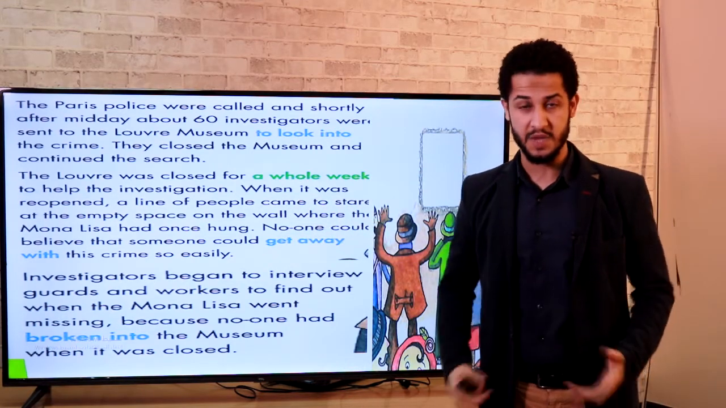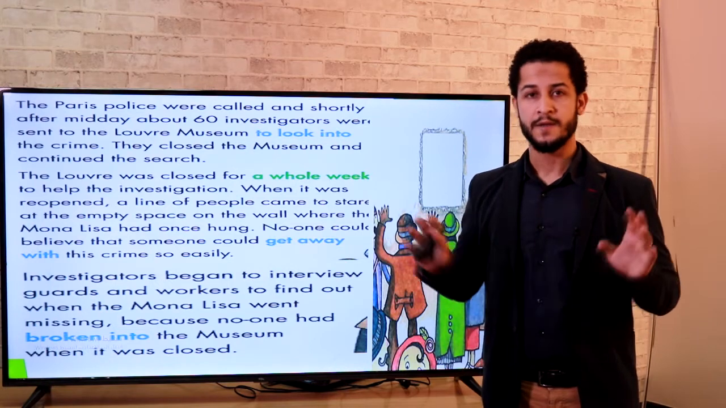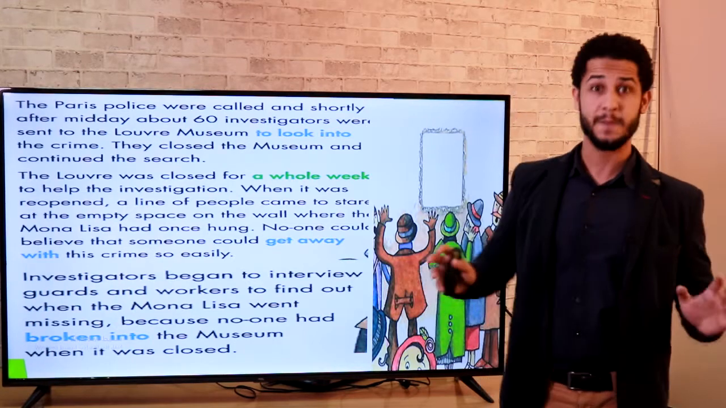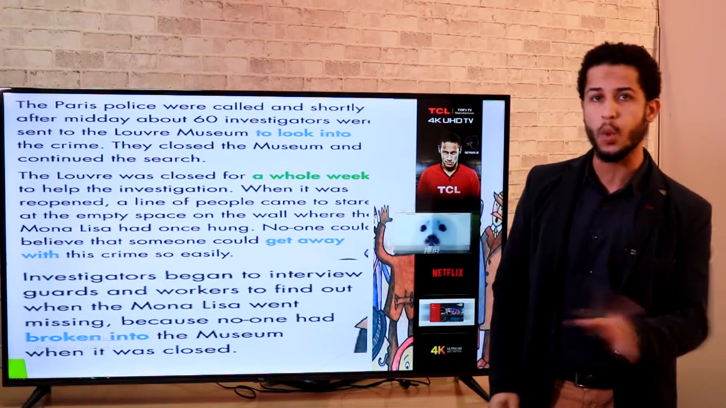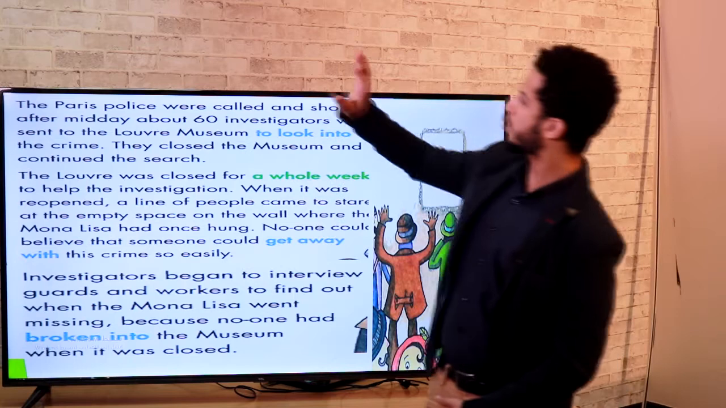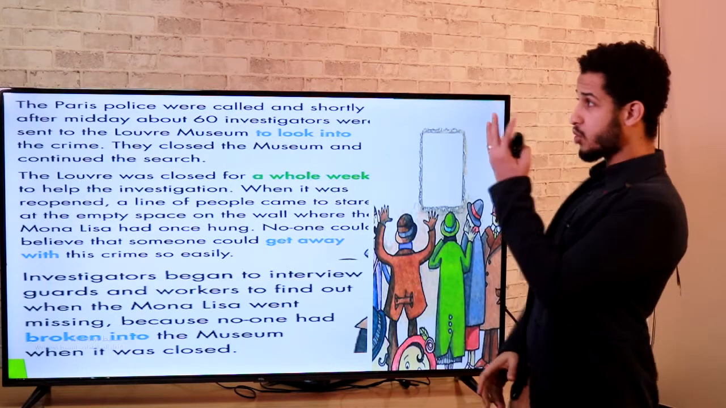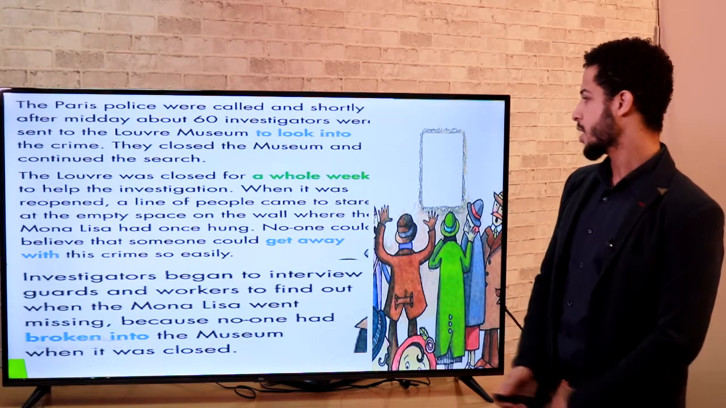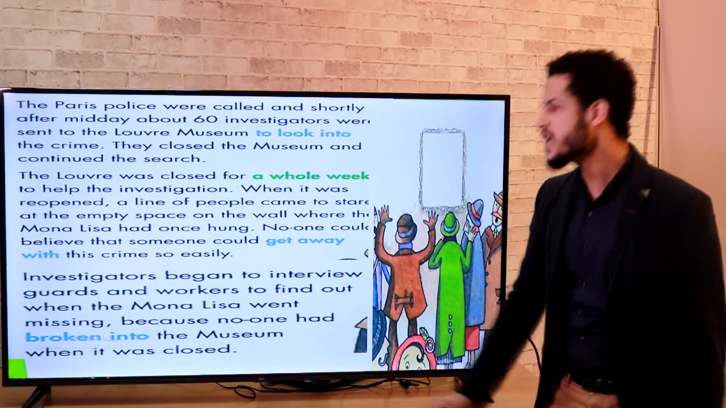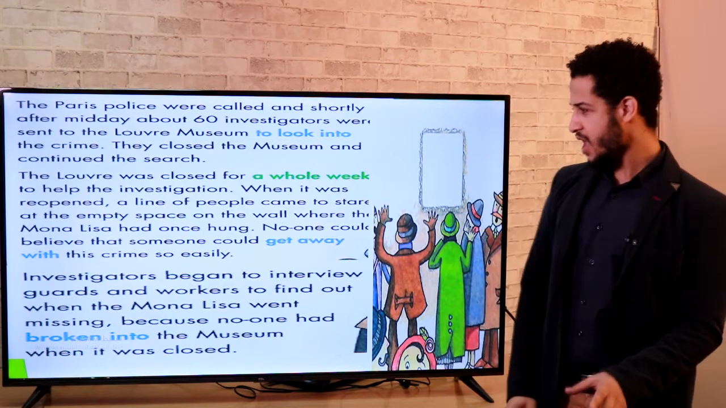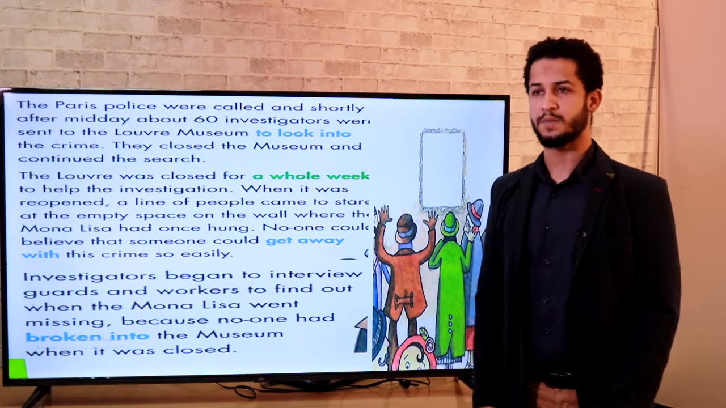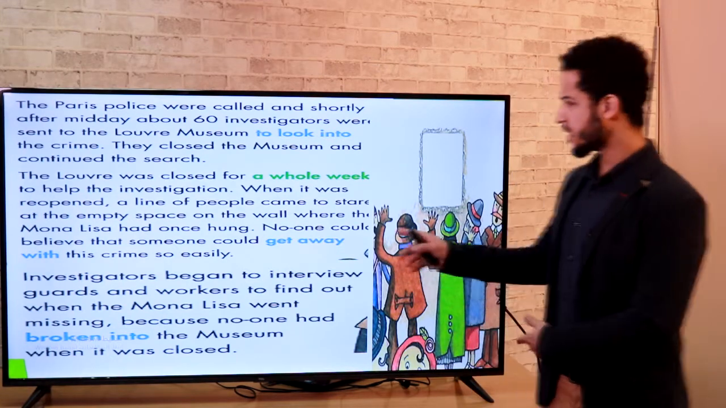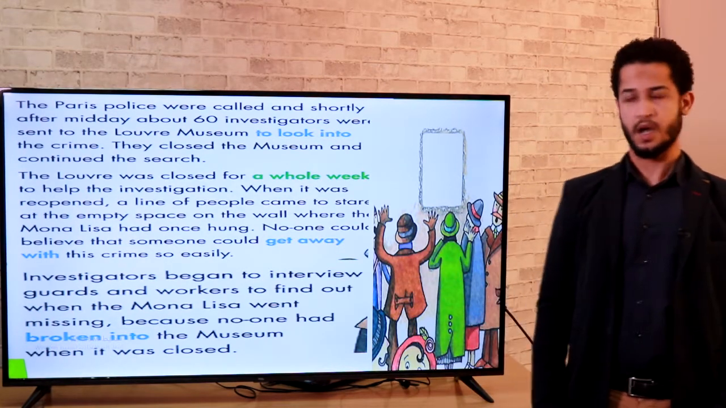Teacher, what does it mean? It means a whole week the Louvre was closed. After a week it was reopened. So a lot of people came to see what? The Mona Lisa? No. To see only the wall where the Mona Lisa was exposed, because now it's not there, it's stolen, okay? No one could believe that someone could get away with this crime so easily. People didn't think that the thief would escape so easily with the Mona Lisa, okay?